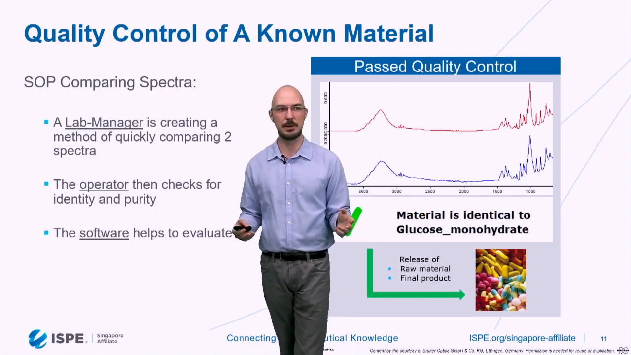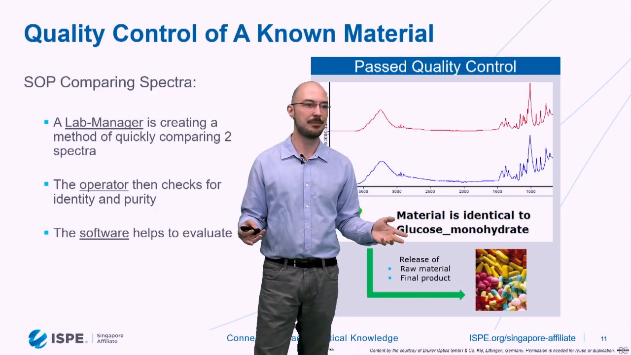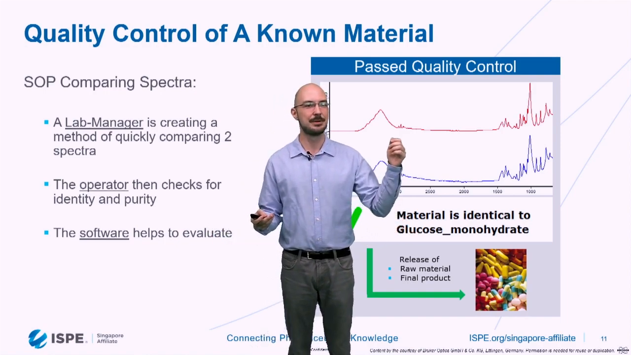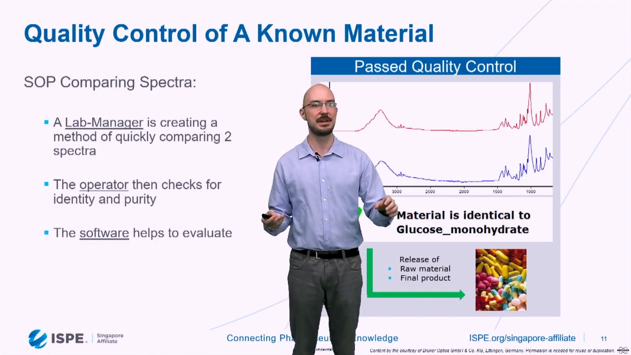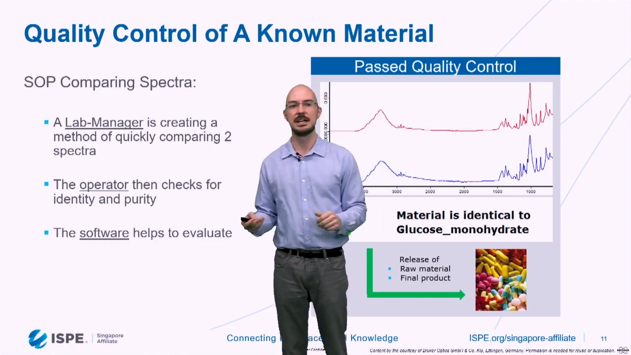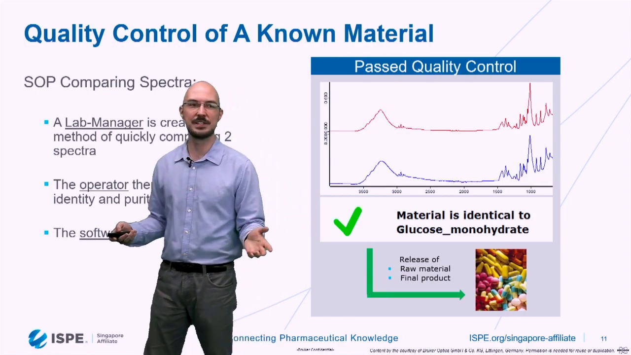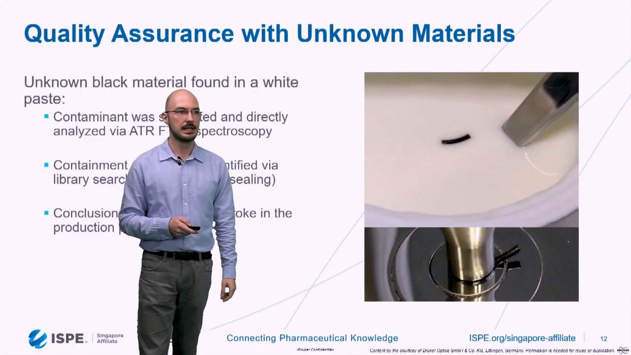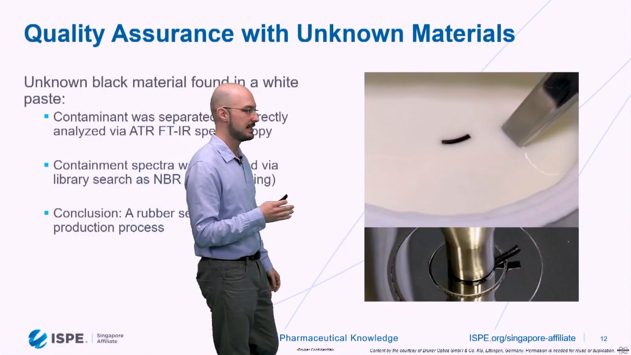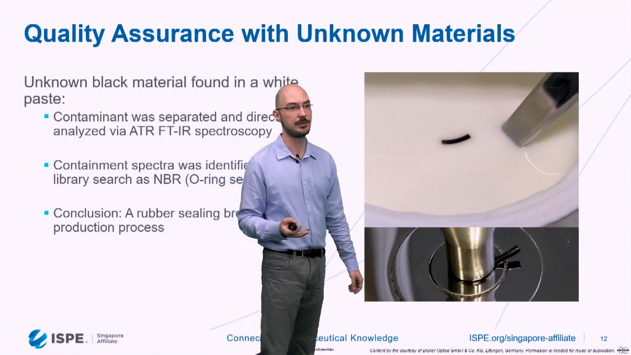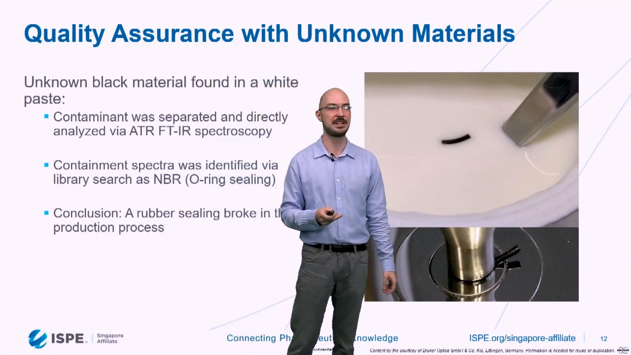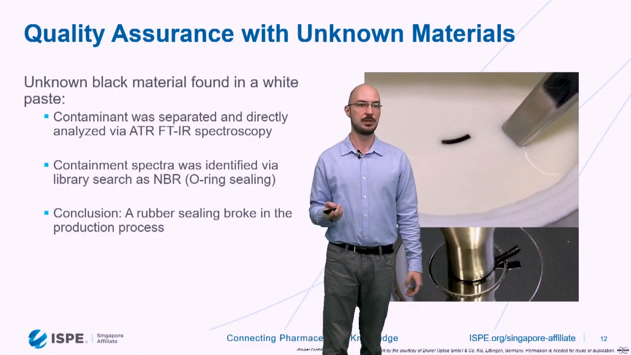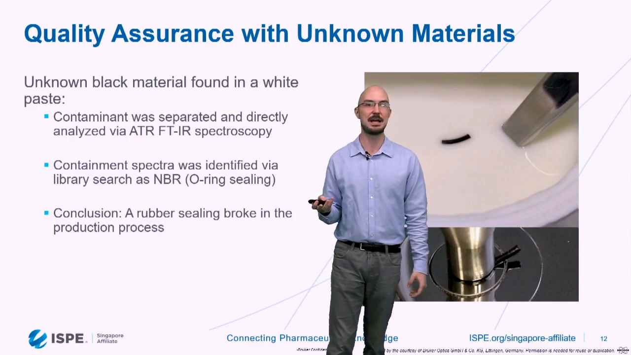And all this is obviously done then with the software helping to evaluate, meaning you really only want to put your sample on it, start the measurement, and the software will then easily tell you, is it the same product? Will you receive your green check mark and have your finished product? Then, besides the quality control of known materials, which is like the bread and butter of your daily basis, we also have quality assurance of unknown materials, which can sometimes happen.